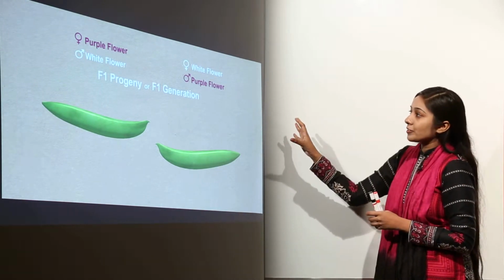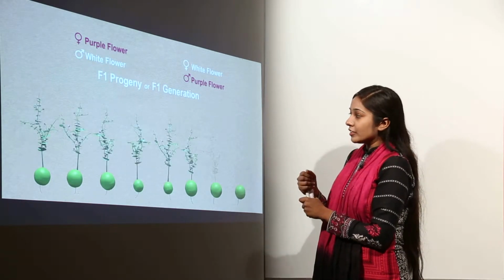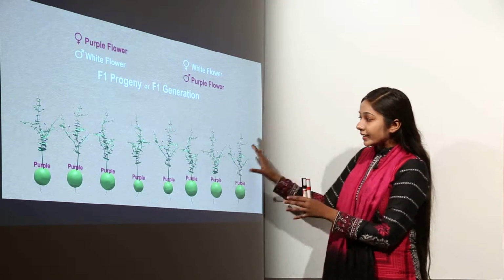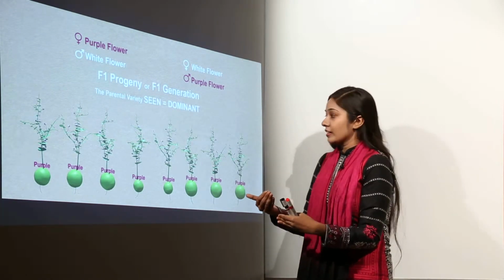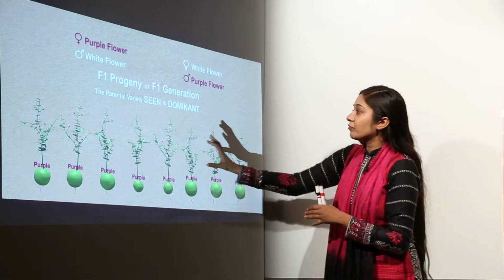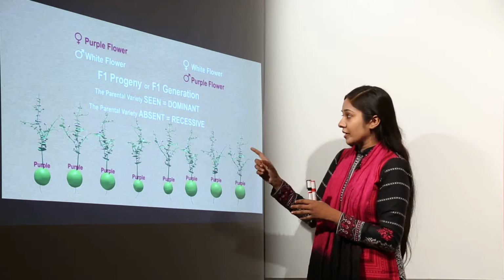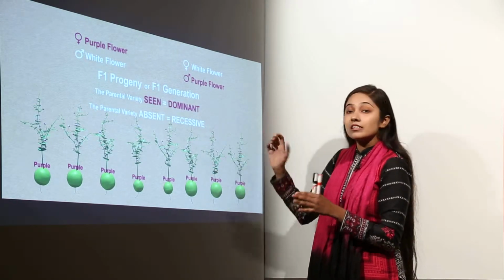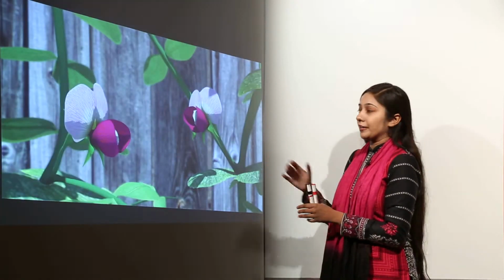In the first generation, you see that the flowers are all purple. So whatever characteristic trait you see is the dominant trait. For example, if you see all the flowers purple, the seen trait is the dominant trait. White color is the recessive trait, because you don't see any white flower here.